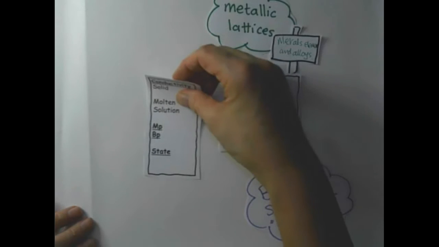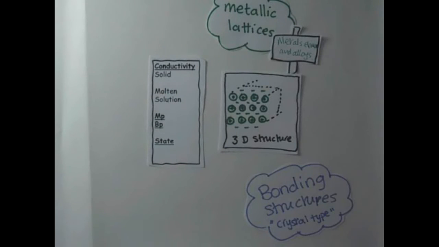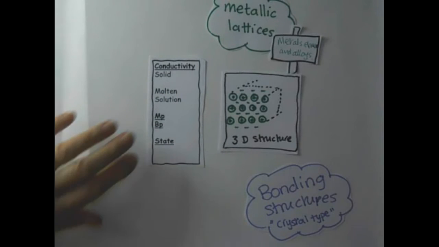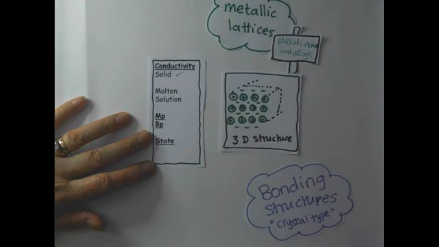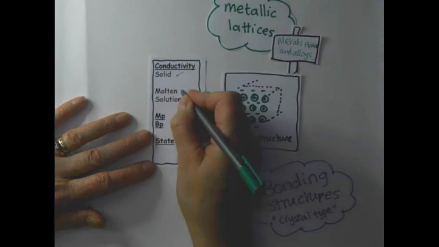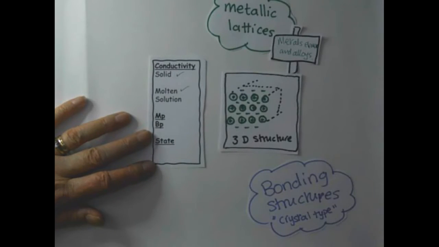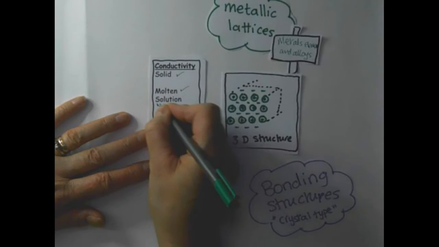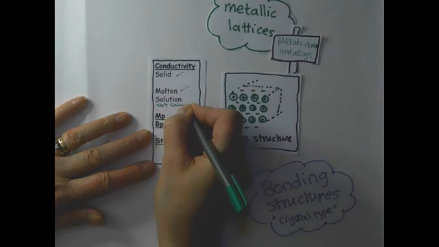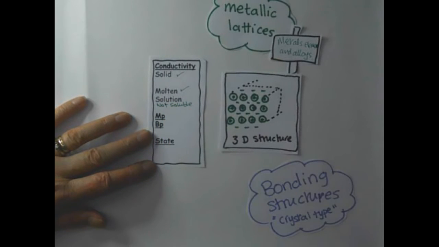So what are the properties? Do metals conduct in a solid? Oh yes, they do. When they're molten, absolutely, definitely. And when they're in solution, well, actually, they're not soluble. In solution would suggest in water. Metals are not soluble in water.